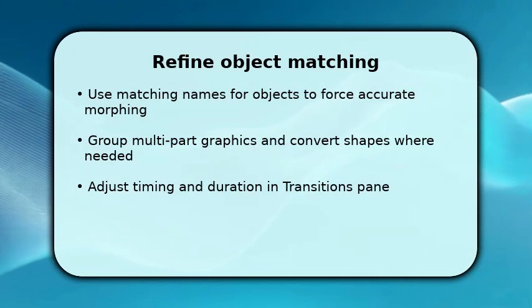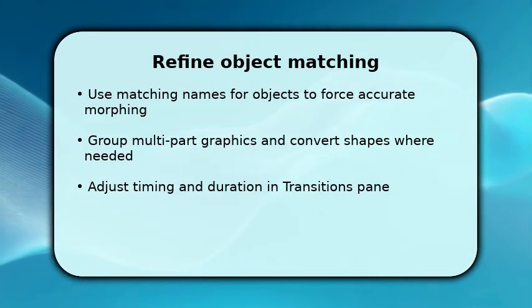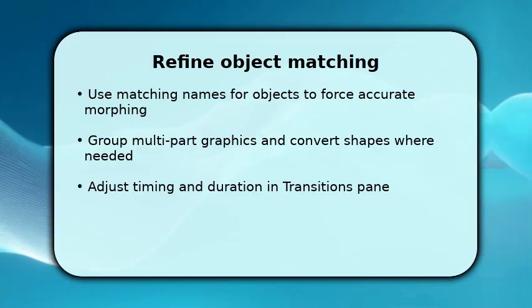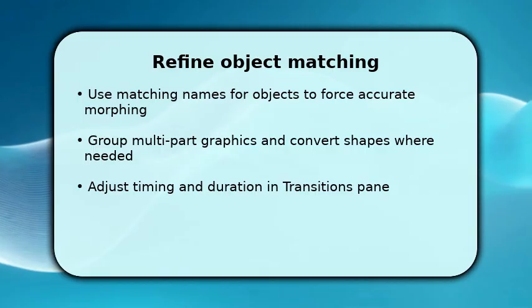Next, focus on precise matching so Morph moves elements naturally. You should give identical names to objects that represent the same element across slides. PowerPoint uses names to align shapes. Group and ungroup items to control how components animate together, and convert images to shapes if you need vector-like behavior.